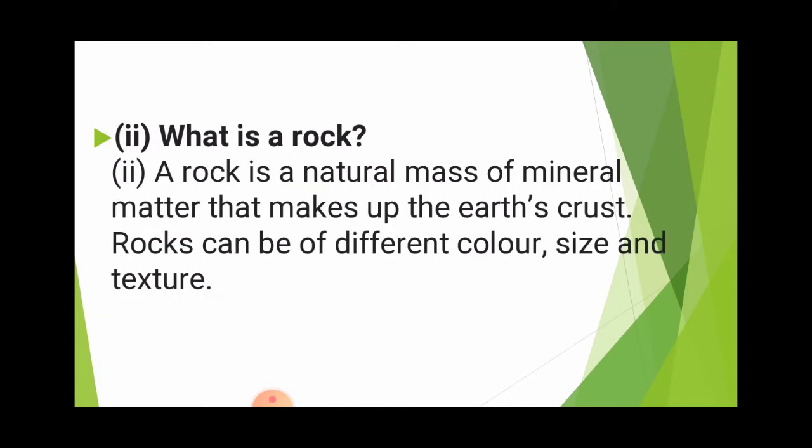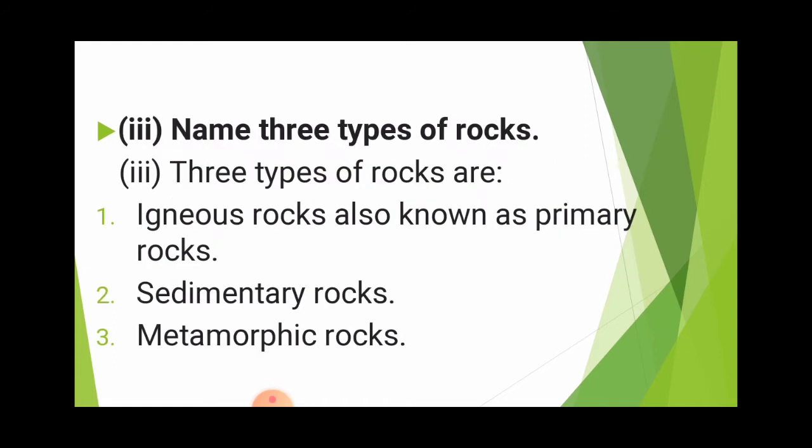Then second, what is a rock? It is a natural mass of mineral matter which is present in our earth crust, and there can be different rocks of different color, sizes and texture. Name the three types of rocks. Question number 3. What is the answer? What are the three types of rocks? Igneous, sedimentary and metamorphic rocks.